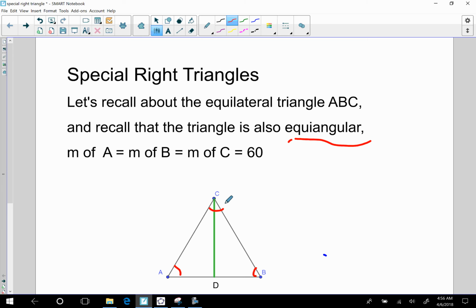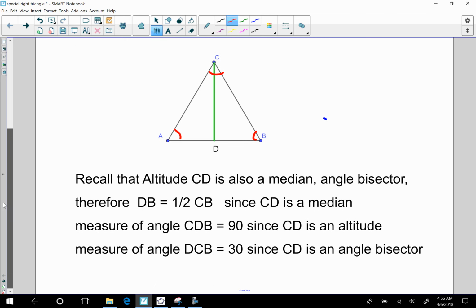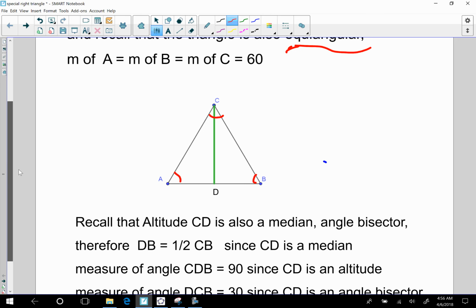We also know, which is very important about the equilateral triangle, we spent a lot of time on this, that if I have the altitude CD, this segment running from the vertex C to the opposite side AB, we can call that an altitude. By the definition of an altitude, this angle is 90 degrees. We also know that an altitude is also a median. It's also an angle bisector.